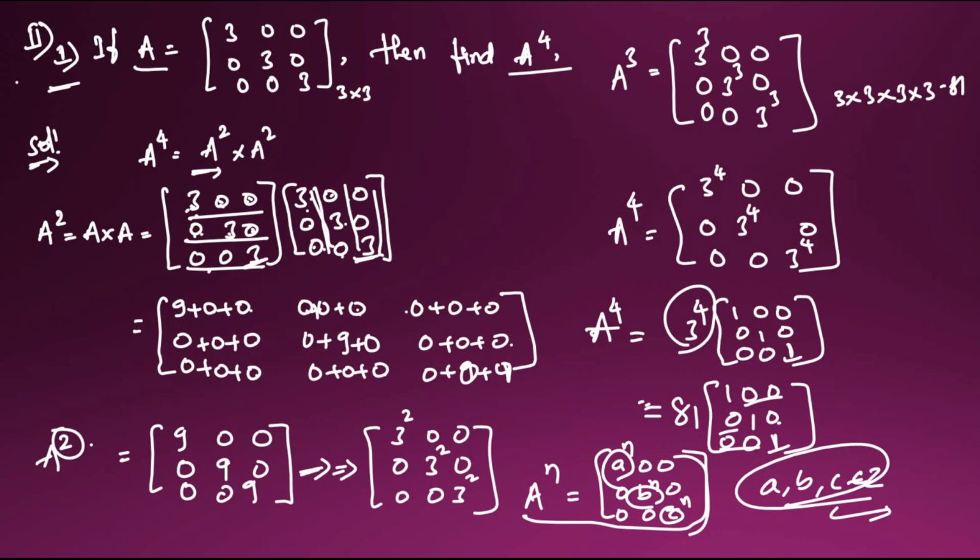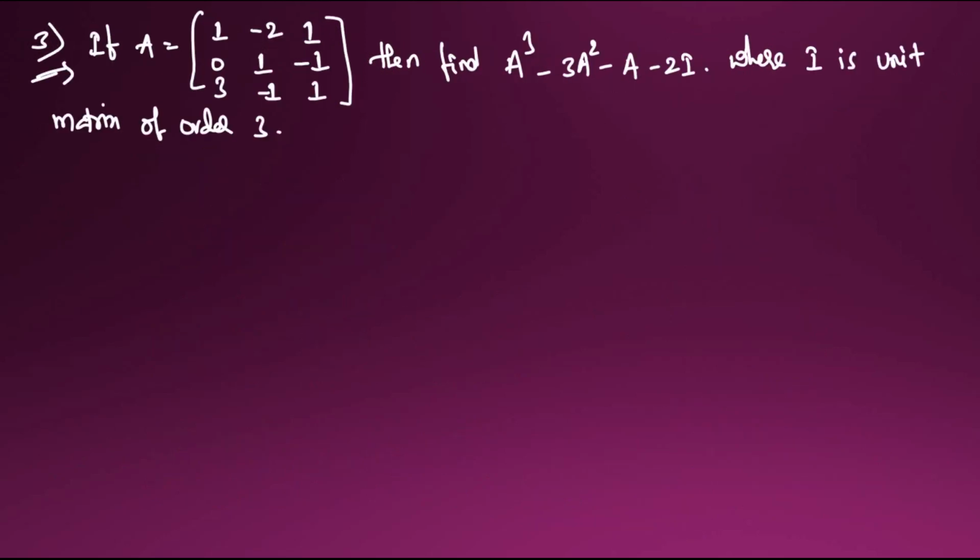Now moving to the next question. Now the third question, it is very important here. Solution: if A is given as [1 -2 1; 0 1 -1; 3 -1 1], in this we have to find A cube first.